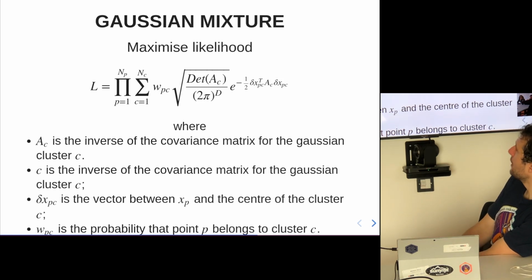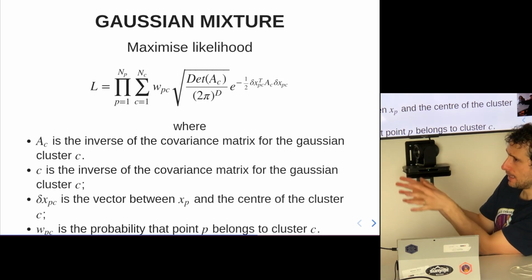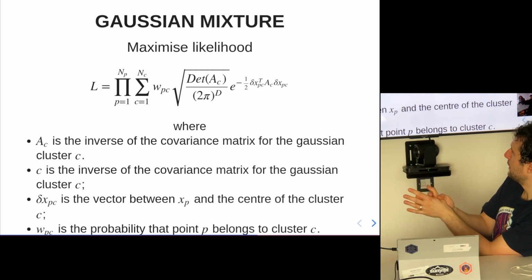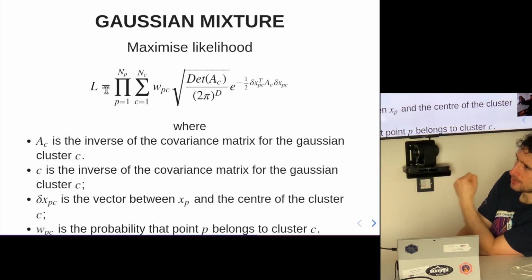What we want to do with this is basically maximize the likelihood. This L is a likelihood. It can be seen as a probability in terms of the x's. Given the positions of the clusters and the covariance matrix of each cluster as input, L represents the probability of seeing the data x given A_C and also W_PC. But I want to interpret it in the opposite direction.